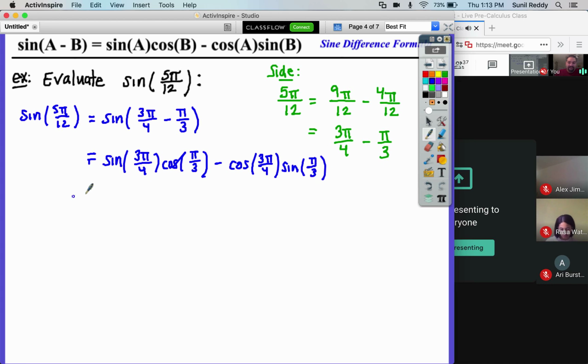And now we'll evaluate these. Sine of 3 pi over 4 is root 2 over 2. Cosine of pi over 3 is 1/2. Cosine of 3 pi over 4 is a negative root 2 over 2, since we're in quadrant 2, where cosine is negative. And sine of pi over 3 is root 3 over 2.